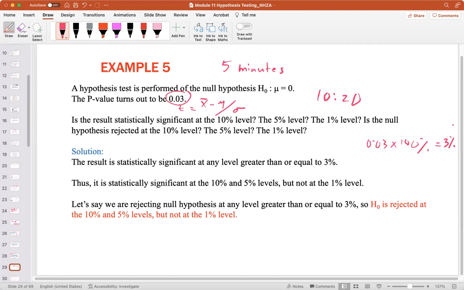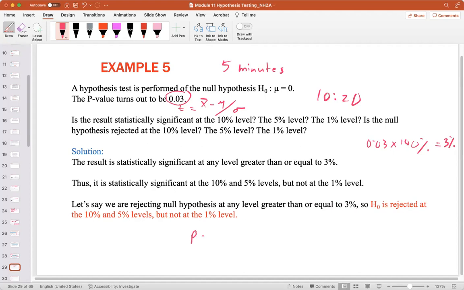Statistically significant value. For example, it is statistically significant at 10% because 10% is greater than 3. It is statistically significant at 5% because 5% is greater than 3. But it is not statistically significant at the 1% level because 3% is greater than 1, right? So let's say we are rejecting the null hypothesis at any level greater than or equal to 3%. So the null hypothesis is rejected at the 10% and 5% levels, but not at 1%.